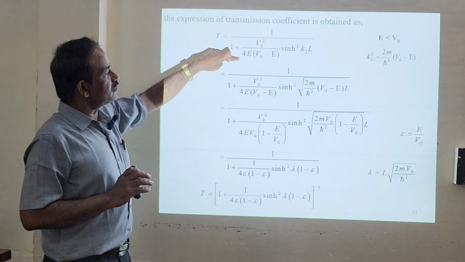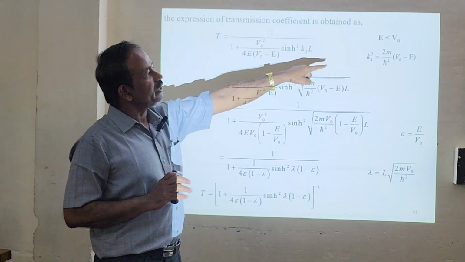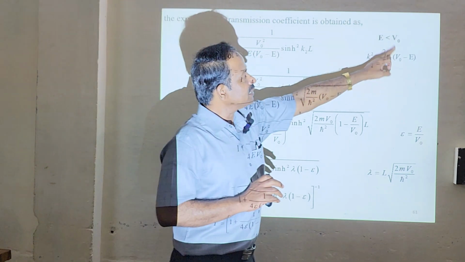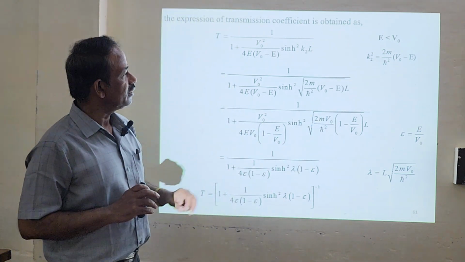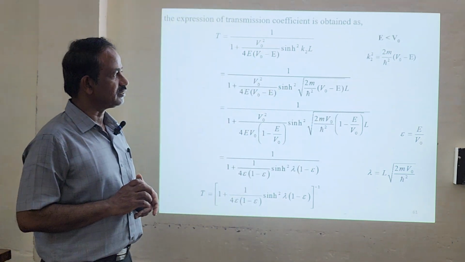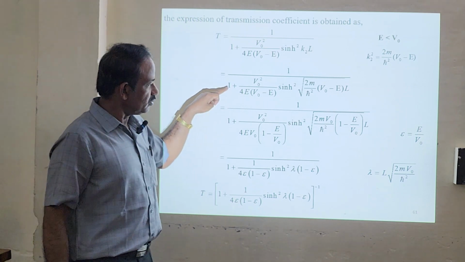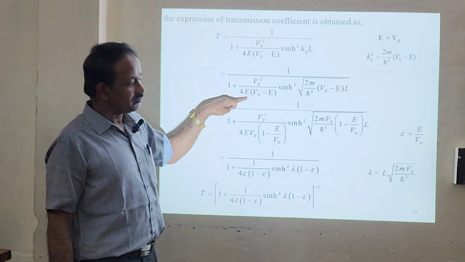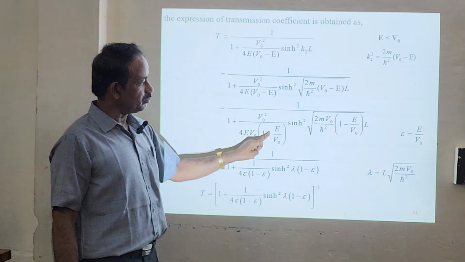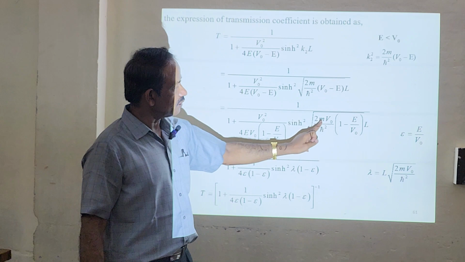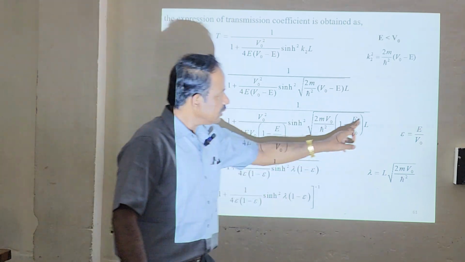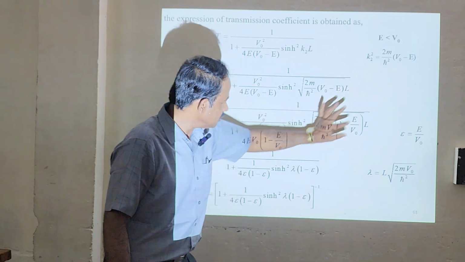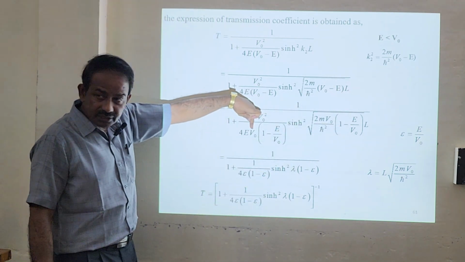So you have T equals this expression. If you substitute K2 squared equal to 2m by h bar squared times (V naught minus E), because V naught is greater, you will get the expression exactly like this. Now I am going to pull V naught out, which gives V naught times (1 minus E by V naught). E by V naught I can keep as epsilon. So this will become epsilon and this will become epsilon. V naught squared and V naught will get cancelled.